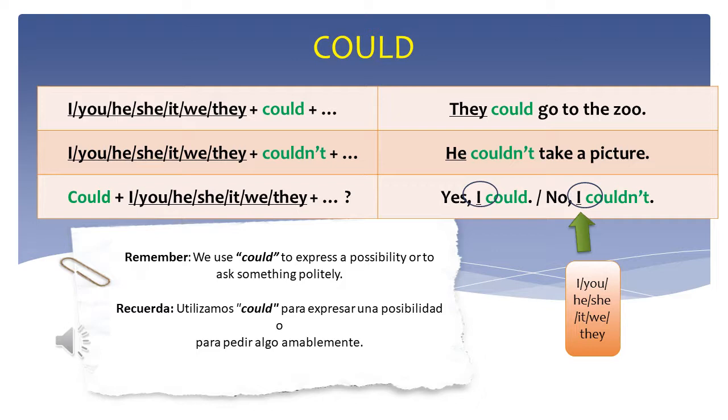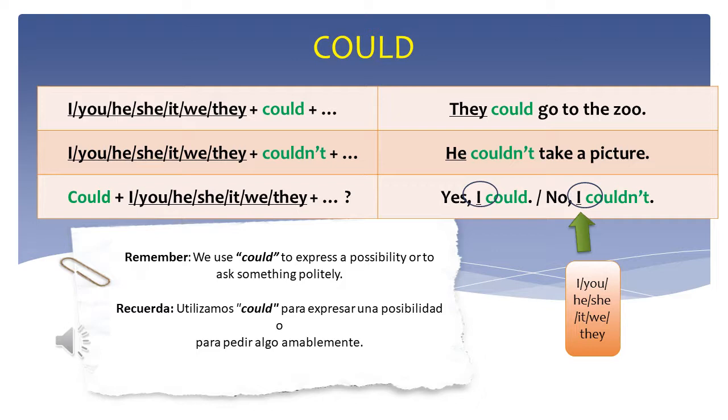Or, if we want to use the negative form, first is the subject, I, you, he, she, we, or they, plus couldn't, and then the verb. For example, he couldn't take a picture. Él no pudo tomar una foto.